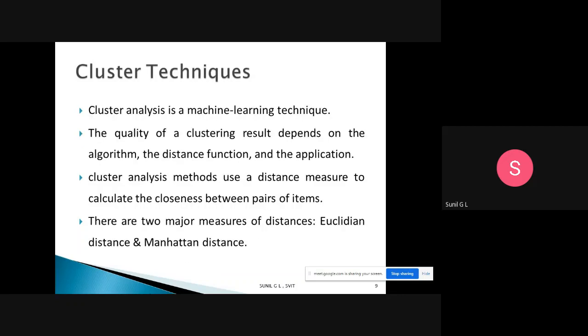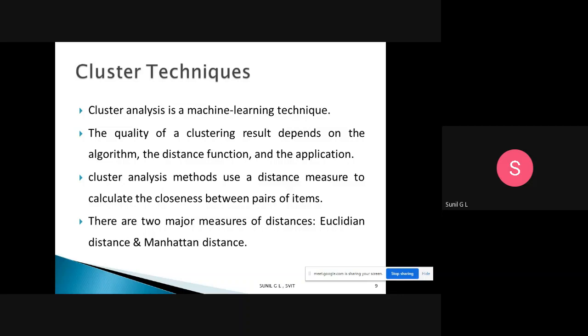Then what are the clustering techniques? Cluster analysis is a machine learning technique, as I already told. The quality of the clustering results depends on the algorithm, distance functions and applications. The quality of clusters depends on which algorithm you are using. We have a number of clustering algorithms, such as k-means clustering. When you come to categories of clusters, we also have different varieties, which may be grid based or distance based.